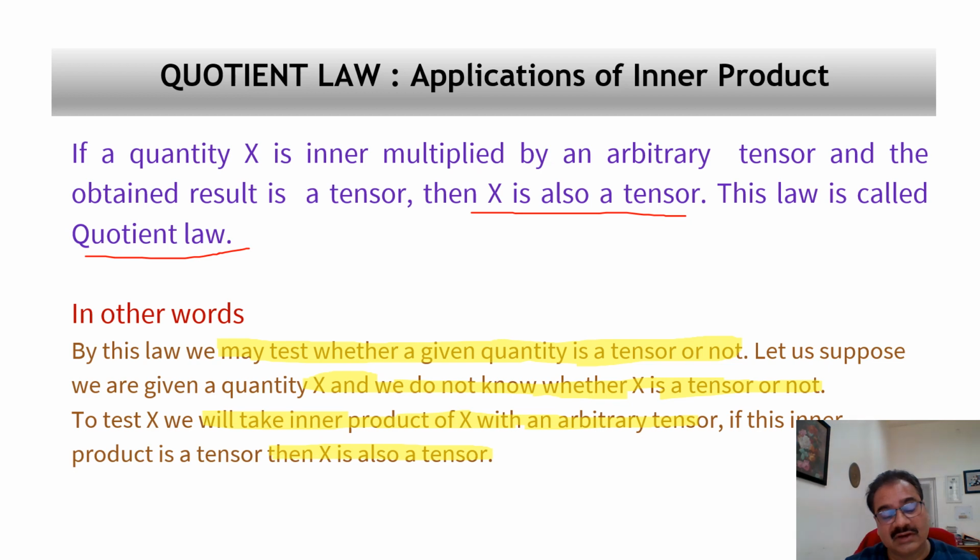This is the statement of the Quotient Law, and if this is fulfilled, then we can say the quantity is a tensor according to the Quotient Law. So this is a very important law, which is useful for further calculation in tensor calculus.